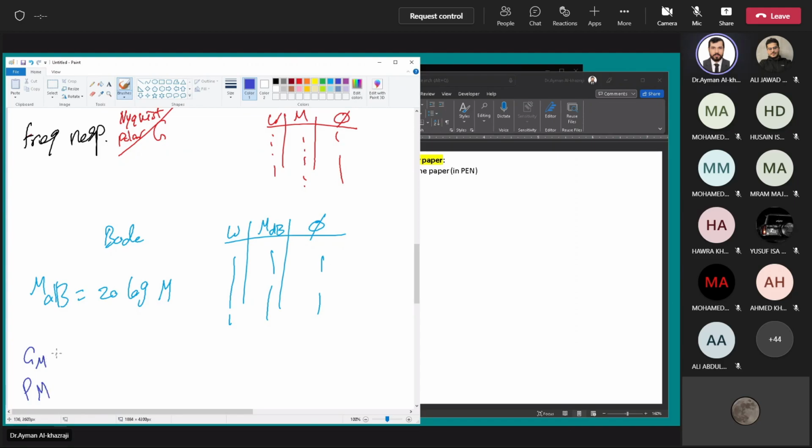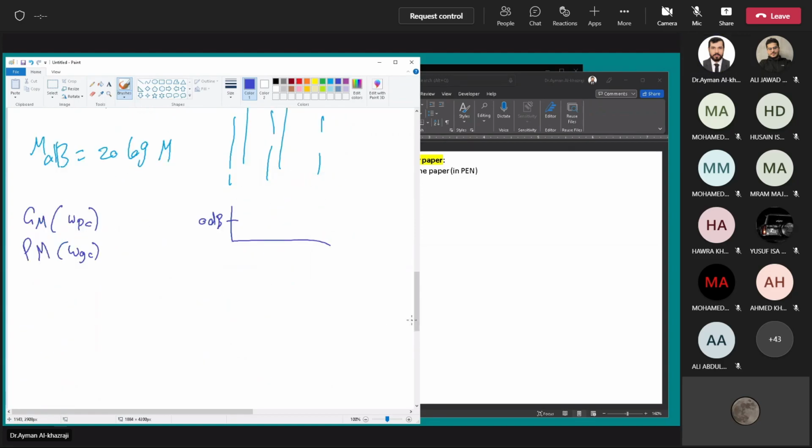We find gain margin at the phase crossover frequency. We find phase margin at the gain crossover frequency. Okay, so on the graph, what does the gain margin mean? The gain margin is the decibel. The gain margin is the gain. Suppose this is 0 decibel. And here I have the angle of 180. Suppose this is minus 180. The angle is like this at this point.